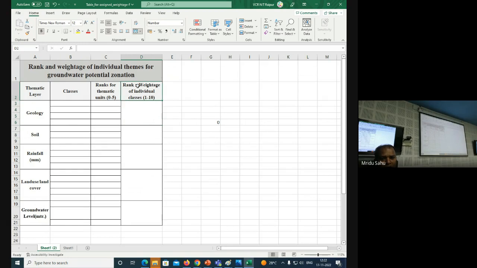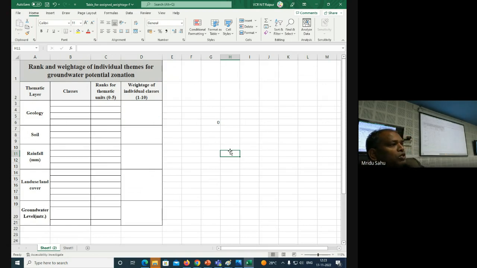Okay. Rank and weightage for the individual classes and that thematic map. So for a groundwater study, we need different data, like geological data, soil data, rainfall, land use, land cover, and groundwater level. These data are all required. If we have these data, we can take decisions for groundwater accuracy, where we have possibility to get the groundwater. So these data are given in the form of maps to you all. Suppose we have prepared these maps and we have this information with us.